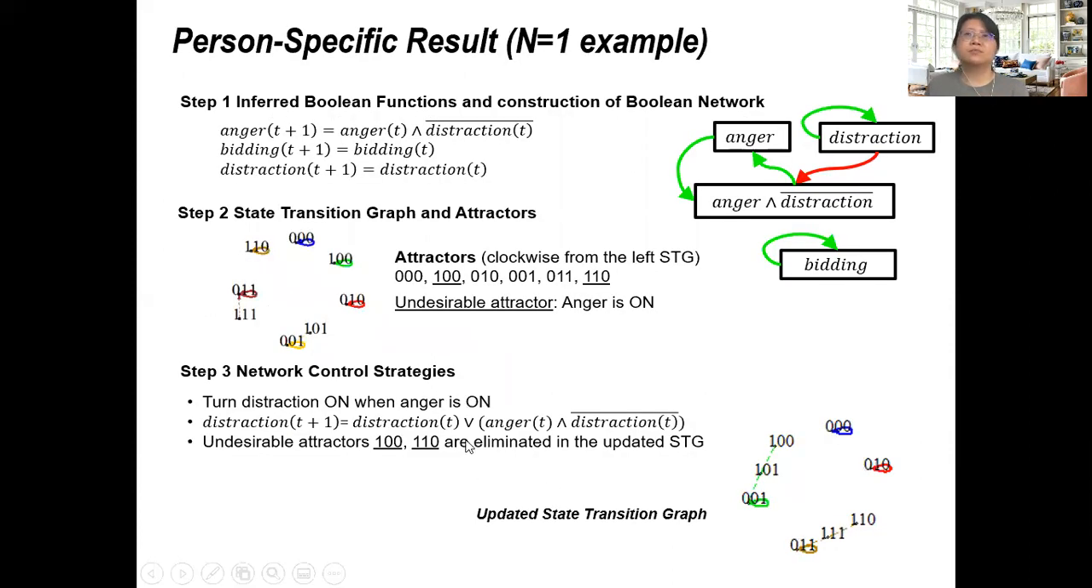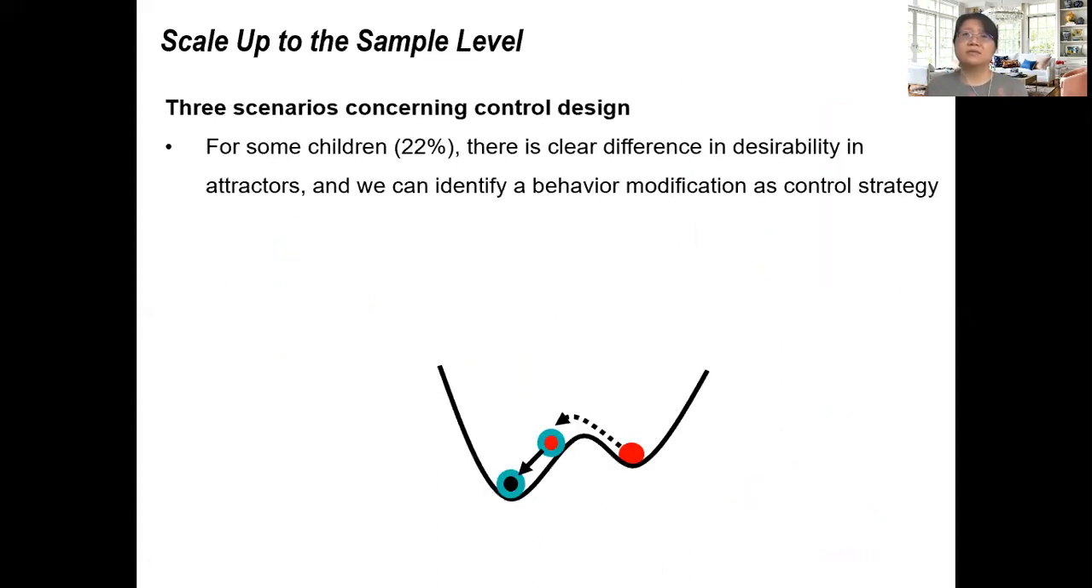So this is a person-specific result, to highlight that each child will get their own person-specific Boolean network estimated, their own state transition graph derived from the Boolean network, and their own network control strategy. You can imagine different children would have different control strategies, and this is exactly what we found when we scale up to the sample level.